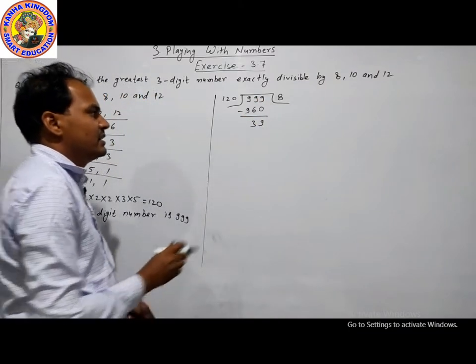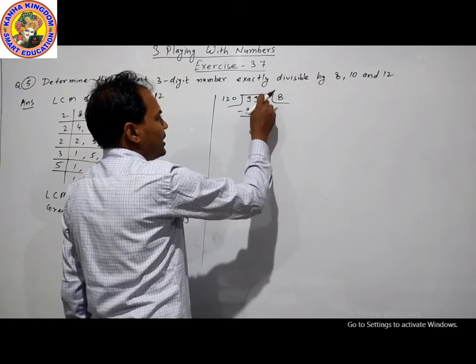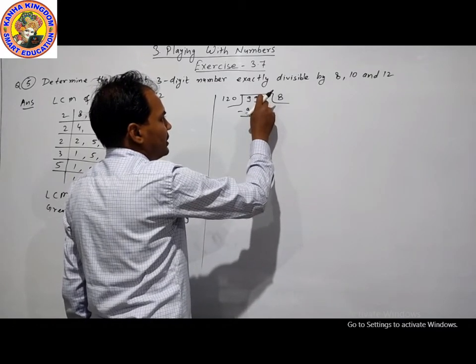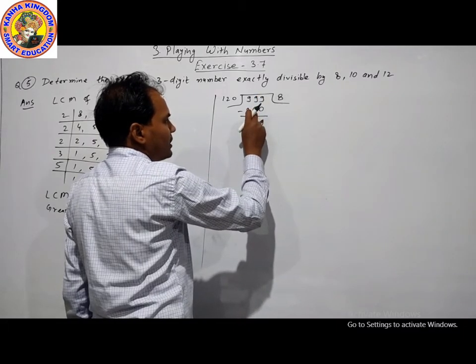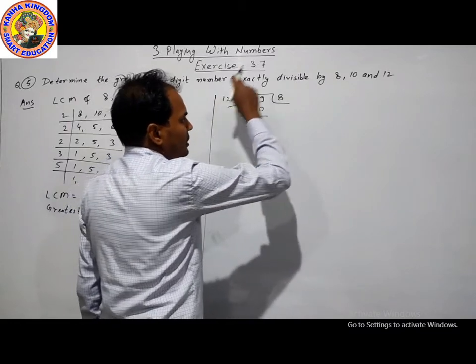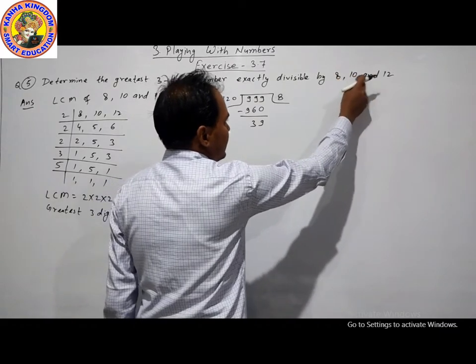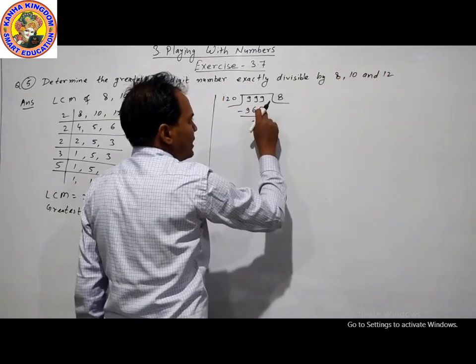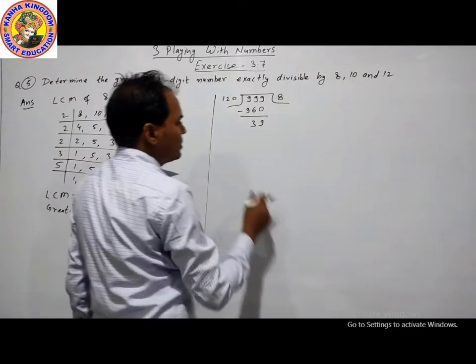The remainder is 39. If we subtract 39 from 999, we will get 960, which is divisible by 120. So 120 is exactly divisible by 8, 10 and 12. So the number is 960, which is divisible by 8, 10 and 12.